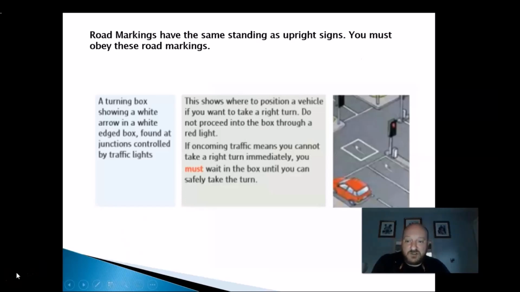Here again, a turning box showing a white arrow and a white box. So if you were turning right, you would move up and you would stop in this box and wait for your turn. Once you're in the junction, it belongs to you. All you're waiting for is a gap in the traffic or the lights to change. Once you're in the junction, the road belongs to you.